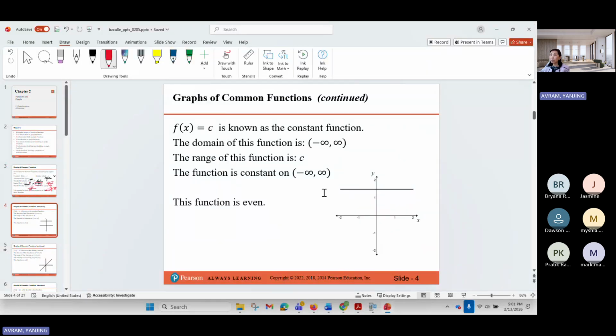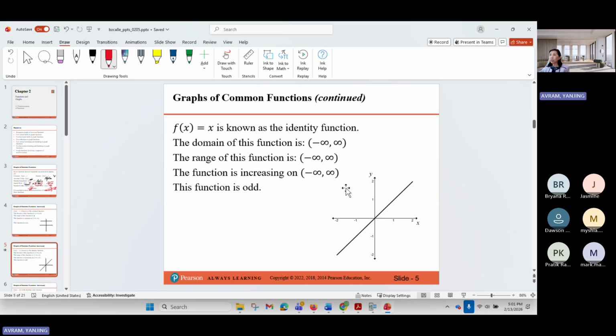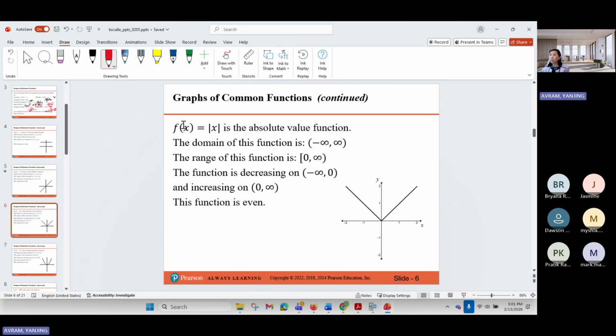So you need to understand what a domain is. Domain is all the values a function can have. If the domain is all real numbers, we write negative infinity to positive infinity. For the absolute value, the domain x is actually all real numbers, but the range y is only from 0 to infinity. That's the range y.